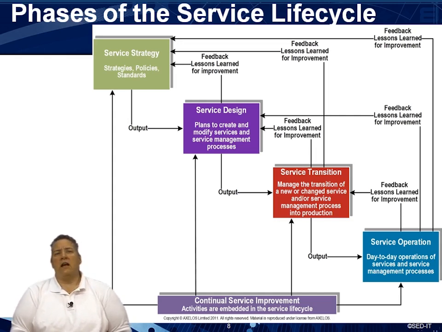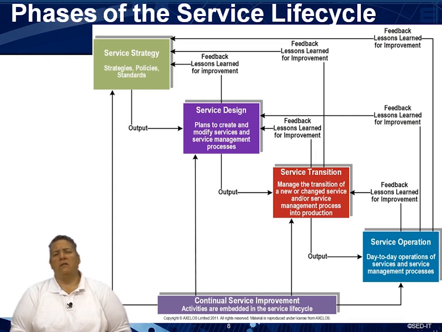Another good thing around this diagram are the taglines. Each one of those life cycle phases has a tiny little blip associated with it to help you remember exactly what's happening in the strategy, design, transition, operation, and CSI phases. So I'll let you read those on your own.